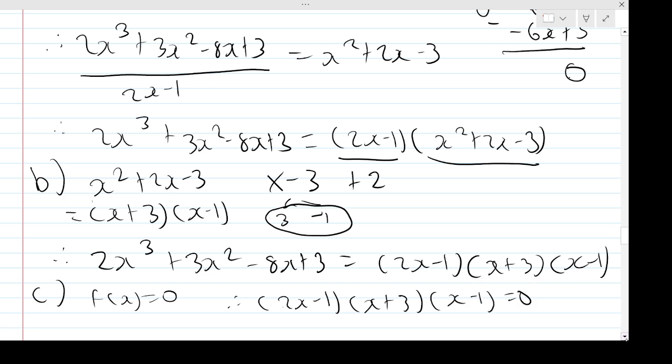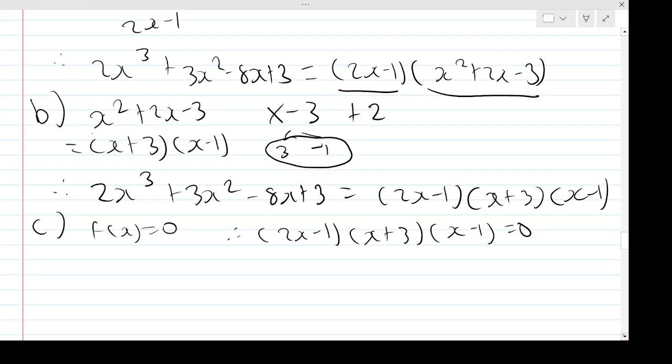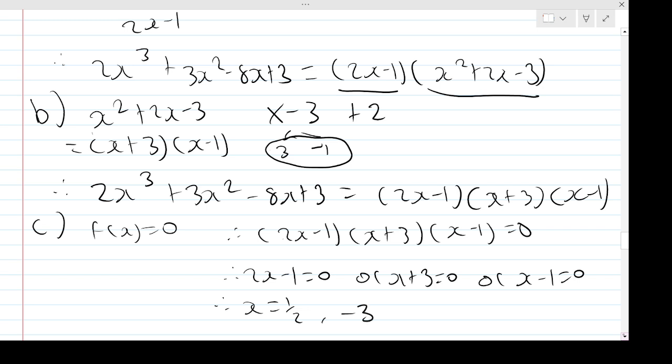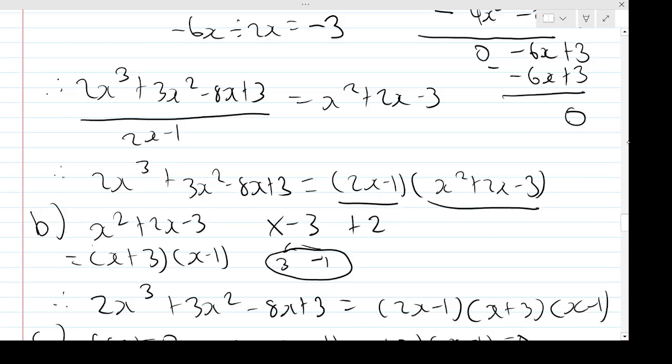Well, there we are then. Again, these are 3 brackets, 3 factors. I remember we can solve this by setting each bracket or factor to 0. So therefore 2x minus 1 equals 0, or x plus 3 equals 0, or x minus 1 equals 0. If we solve each of these, x would be either a half, or minus 3, or 1. And those are my roots. There we are. Cool.